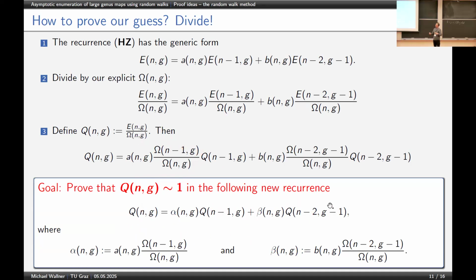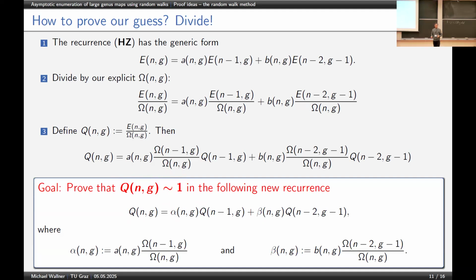And now, with our guess, we try to simplify the problem and hope that the guess will lead me somewhere where the recurrence is a bit more complicated, but the result a bit simpler. So what I'm hunting for now is to prove that Q and G is asymptotically everywhere 1. And these weights, alpha and beta, are completely explicit, okay?